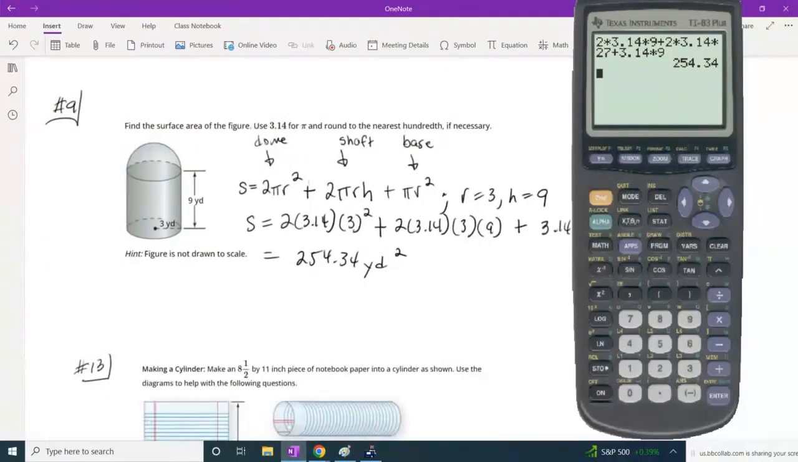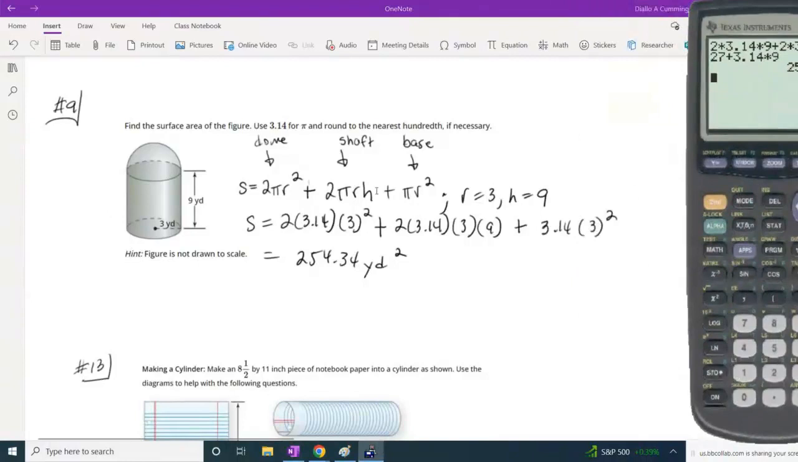So be careful on number 9, right? Because if you were to use 2 pi rh plus 2 pi r squared, you're going to overshoot the area because you're including the top, when the top part of this cylinder is a dome.